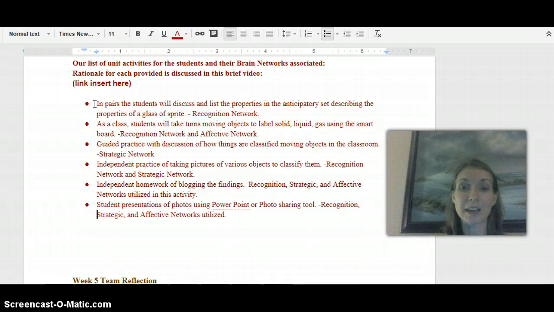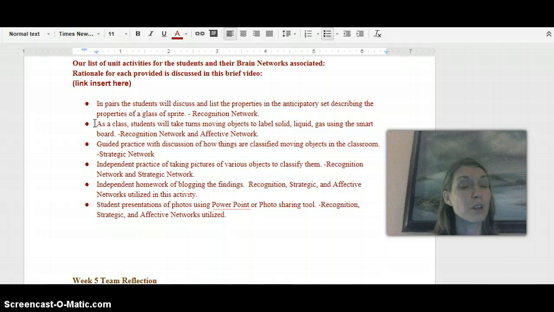So this is using the recognition framework, and this helps with the diverse group of learners in our scenario, as we have 10 gifted students as well as a student who is hearing impaired, a student who's visually impaired, and struggling learners and special education students as well, all in the same room. So grouping them in pairs will allow them to think together first before coming together as a class. Then our second activity: as a class, they will take turns moving objects to label a solid, liquid, and gas using our smartboard.